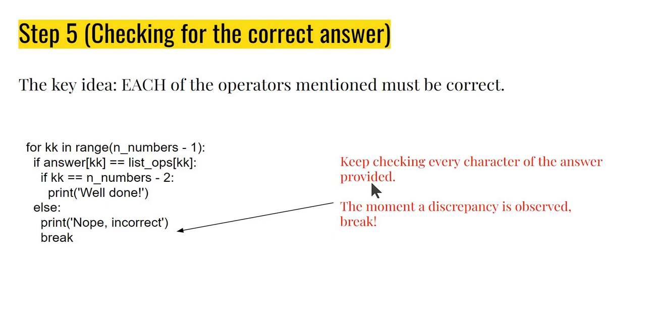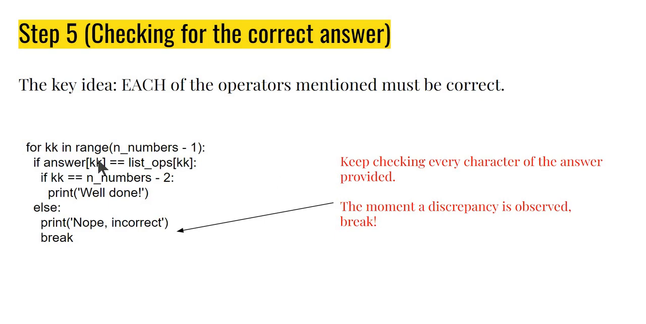The last step is to check the correct answer. The idea is really the same as earlier. Like I said, if we had two operators, we had to make sure both of these were correct. Now, in this case, we have more operators. We just have to make sure each of these is correct. Again, to make this efficient, we can use a for loop.